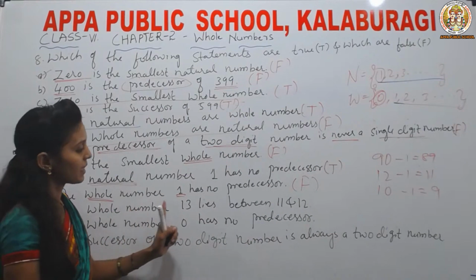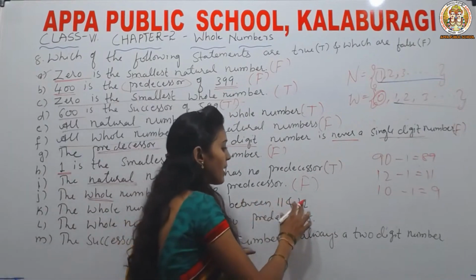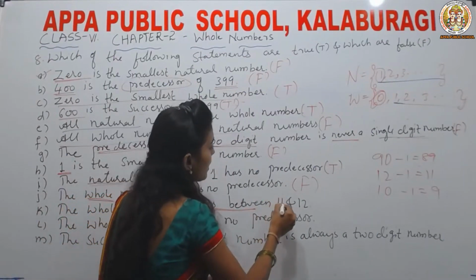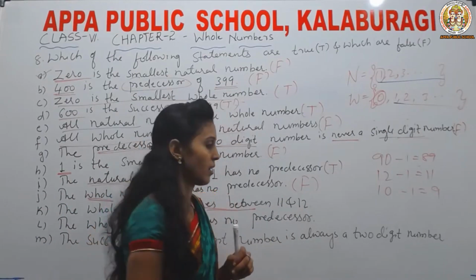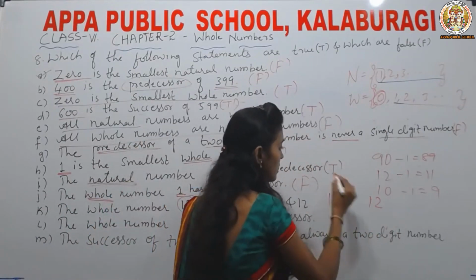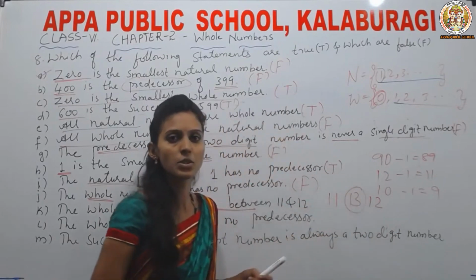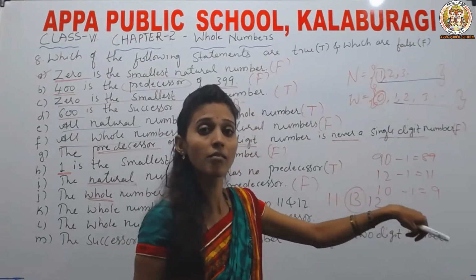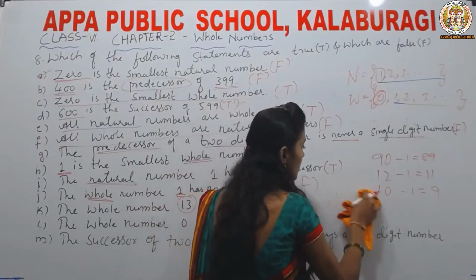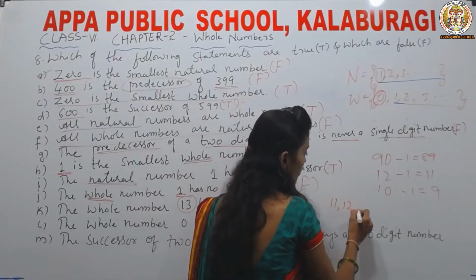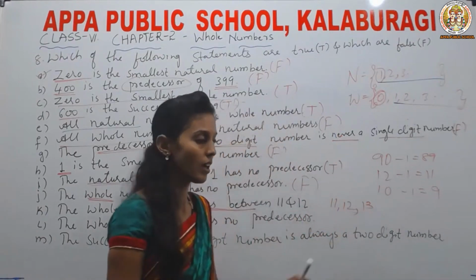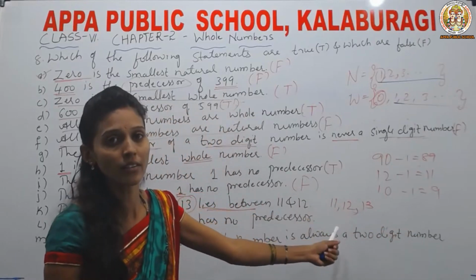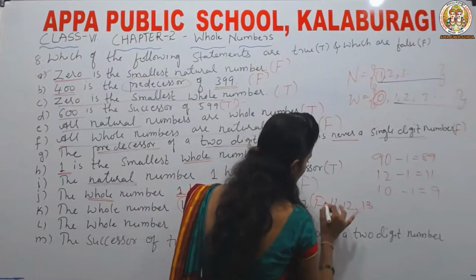Next, the whole number 13 lies between 11 and 12. See here, 13 lies between 11 and 12. Lies between means in the middle. If 11 and 12 are the numbers, 13 should come in between. Is it true? No. They are continuous numbers. After 11, we get 12. After 12, we get 13. It does not lie between, right? So therefore, this is false.